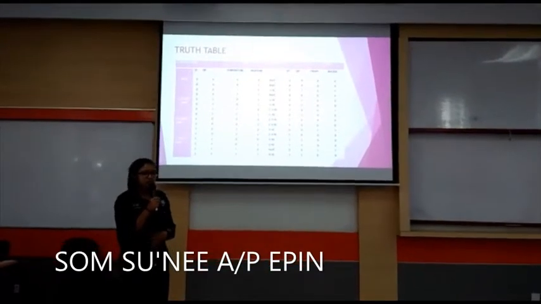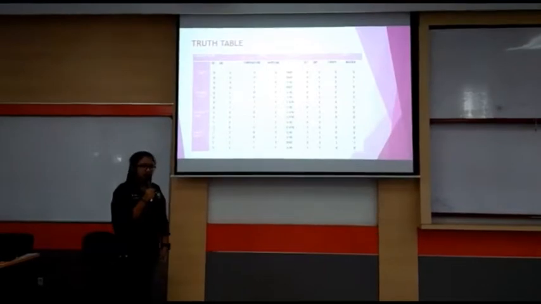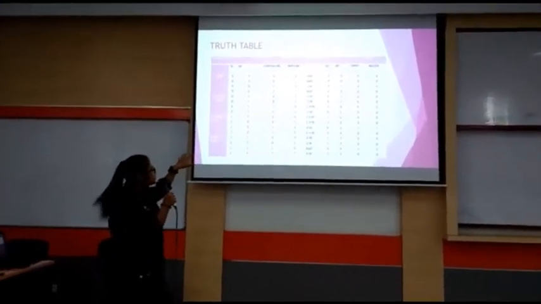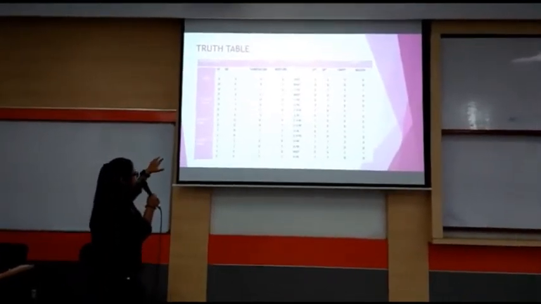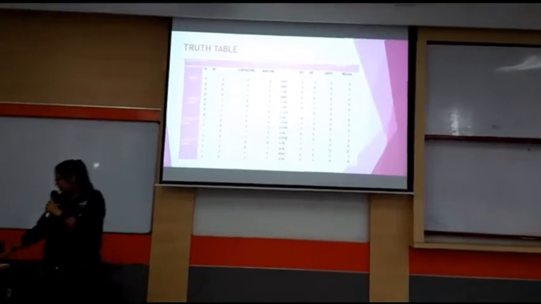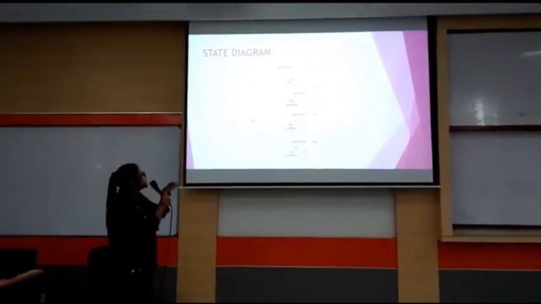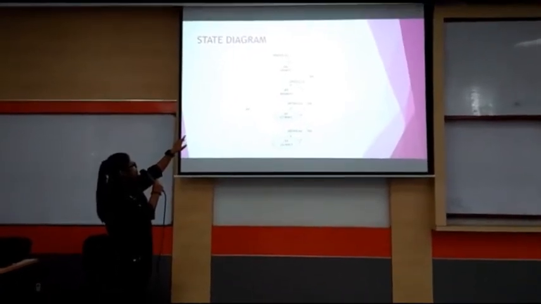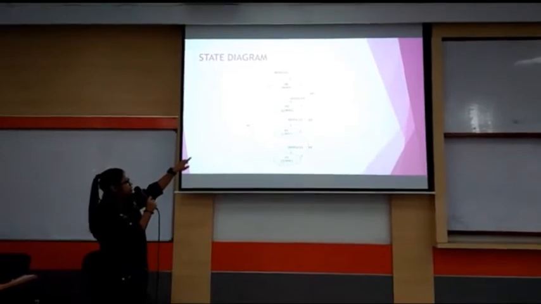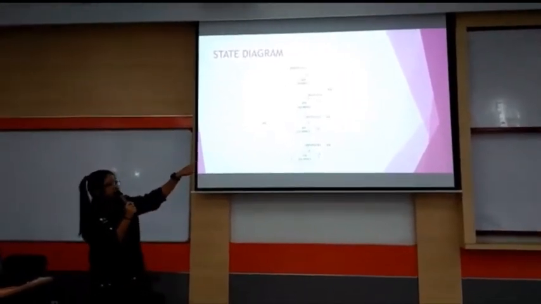My name is Samsuni. I'm presenting our project and continuing the points. So here is our truth table. As you can see, the truth table is actually coming from the state diagram. So here you can see that for the first state, 0, 0, it will only go to the second state, which is 0, 1, if it's 1, 0.